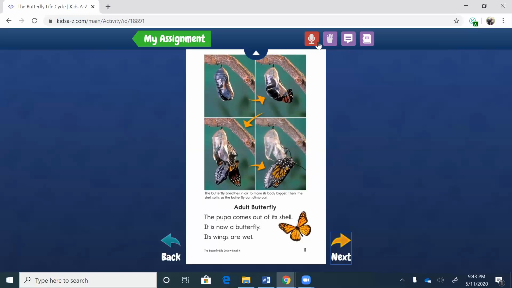The butterfly breathes in air to make its body bigger. Then the shell splits so the butterfly can climb out. Adult butterfly. That's called a heading, another text feature. So it says adult butterfly. We're going to learn about adult butterflies. The pupa comes out of its shell. It is now a butterfly. The wings are wet.